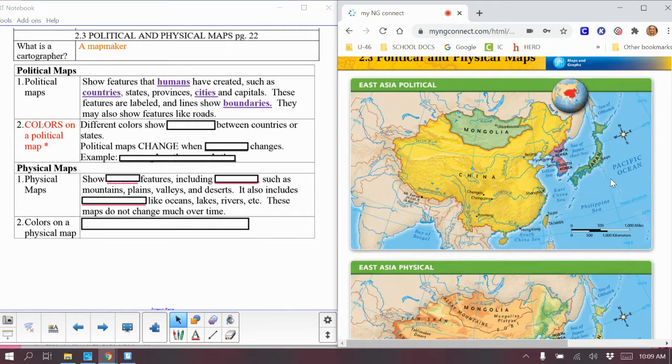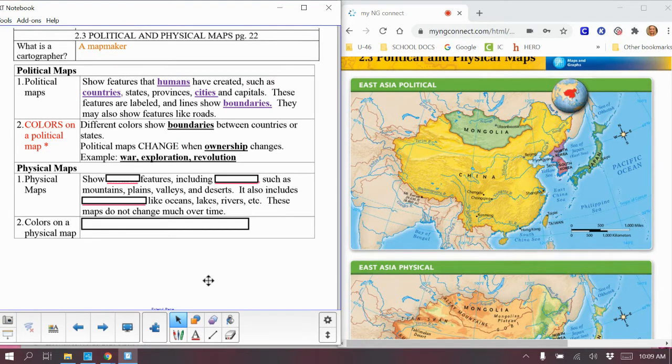Now the colors on a political map, it doesn't specifically show that. I've just explained that to you, but we're gonna fill in the blanks for number 2, colors on a political map. The different colors show boundaries between countries or states. Political maps change when ownership changes. An example of ownership changing would be through a war, through exploration, or through revolution. Now, that doesn't happen a whole lot anymore, but it used to happen a lot when places were first being explored and they created boundaries and then they created names and those changed over time.